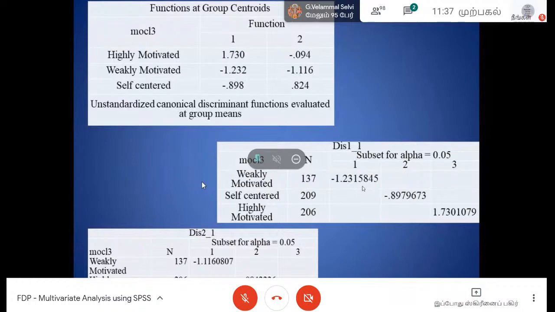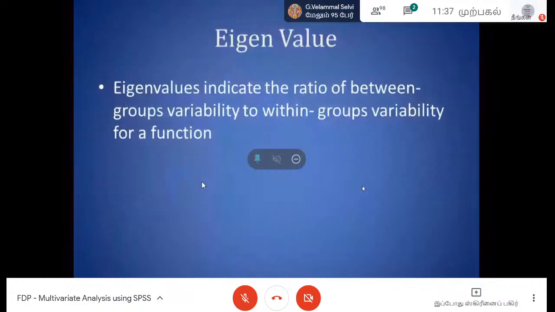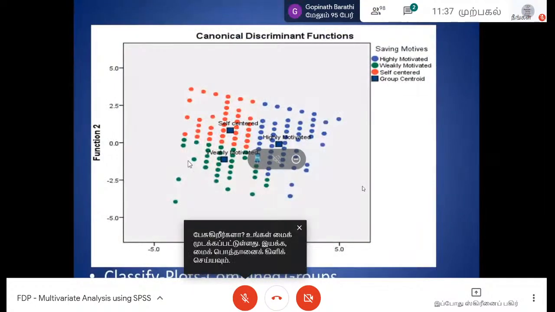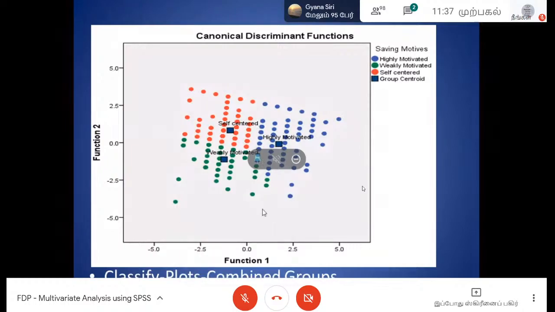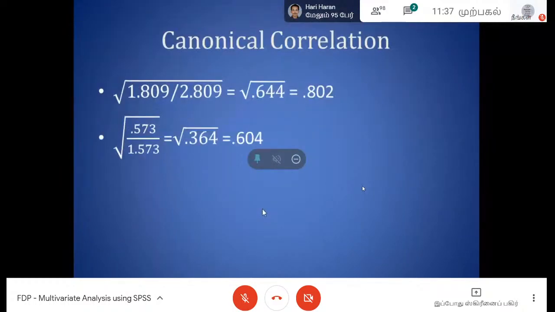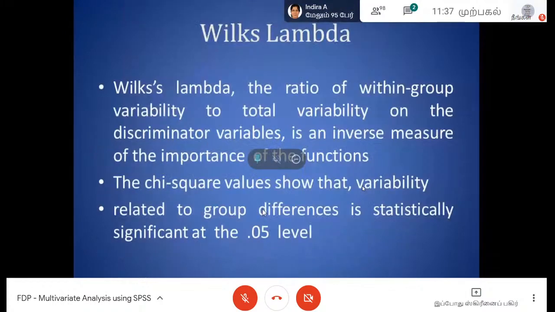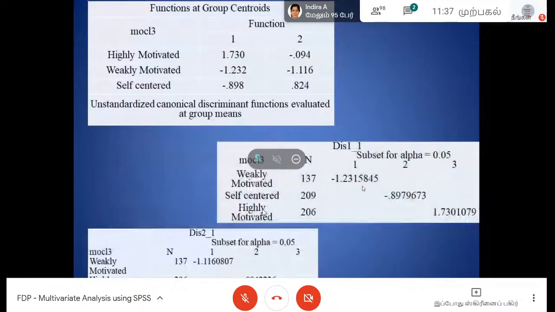Now I have shown this one, right? This is the centroid value, the center value for that group in function 1 and in function 2. That is the centroid. Also, I want to test it because we know ANOVA. We know ANOVA, right? Now we have run this ANOVA.